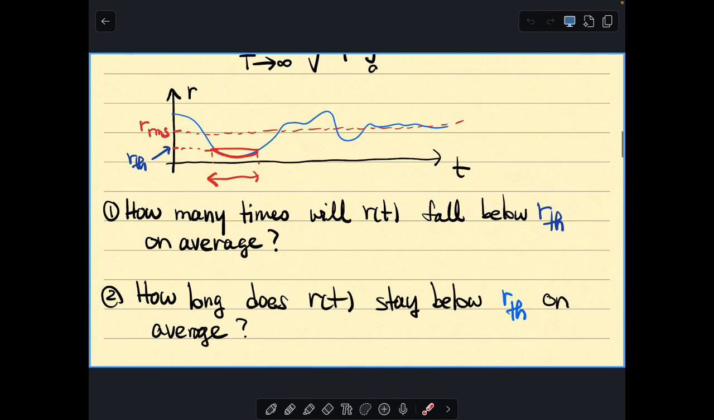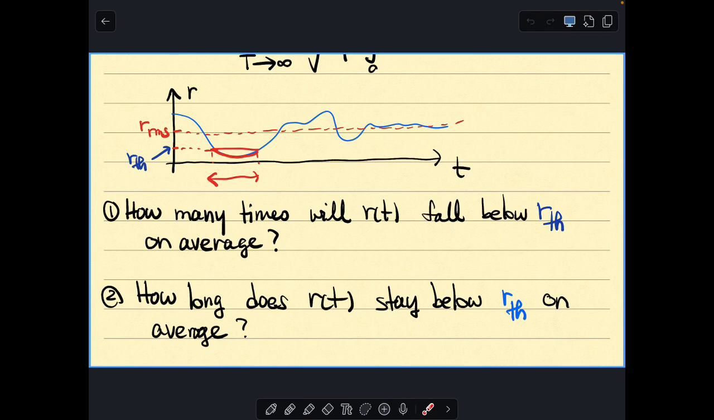Now the question here is, you want to know how many times, on average, this channel gain, or the magnitude of the channel, falls below some number. So this number, r_th, maybe it's right here. You want to know when the channel dips below this. For example, right here, this is one time. And how long does it stay below? Because that's going to indicate how good or how bad the channel is.